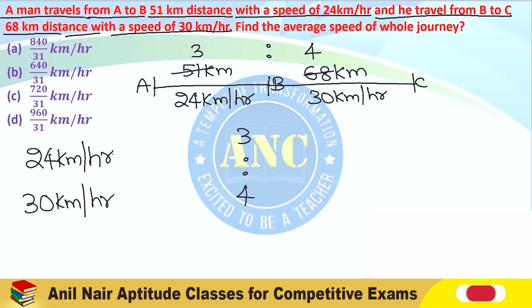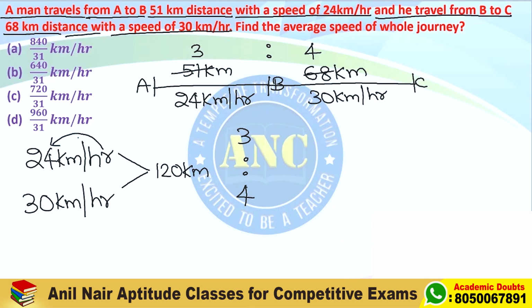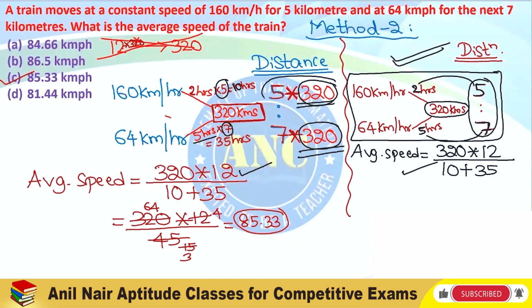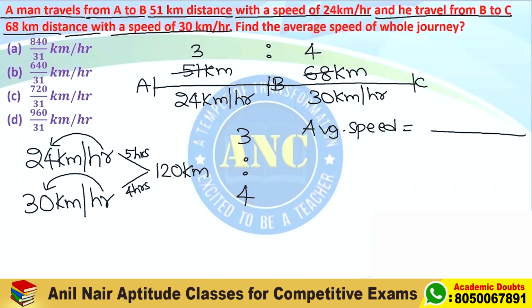3:4, and I know the distance is constant, so I will assume the distance as LCM of 24 and 30, which is 120 kilometers. In 1 hour 24 to cover 120 it is 5 hours. In 1 hour 30 to cover 120 it is 4 hours. I want you people directly to write the average speed right now without multiplying 3 by something and 4 by something, like the way I have written here on the left side of the screen for the previous question. I want you people to directly write it.